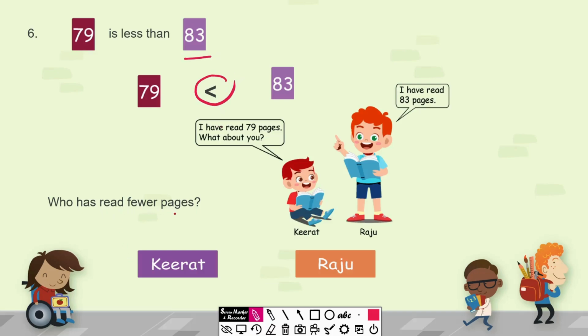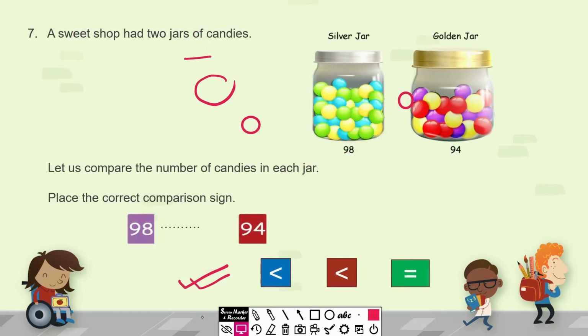Who has read fewer pages? Kirat has read 79 pages and Raju has read 83 pages. So obviously, Kirat has read fewer number of pages. Right.